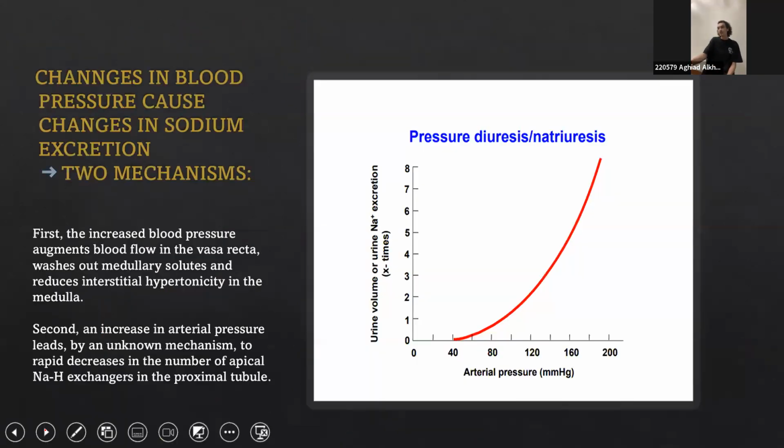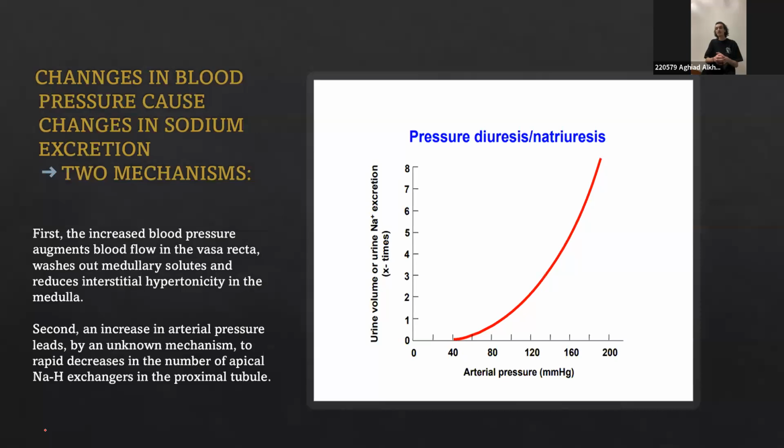Okay. All right, so changes in blood pressure cause changes in sodium excretion. And there are two mechanisms for that. Okay, so again, changes in blood pressure cause changes in sodium excretion. So the more blood and the lesser blood will affect the sodium in different ways. So first, the increased blood pressure augments blood flow in the vasa recta, right? The vessels on the tubules and all of that. You guys should know that from anatomy and everything. And it washes out medullary solutes and reduces interstitial hypertonicity in the medulla.